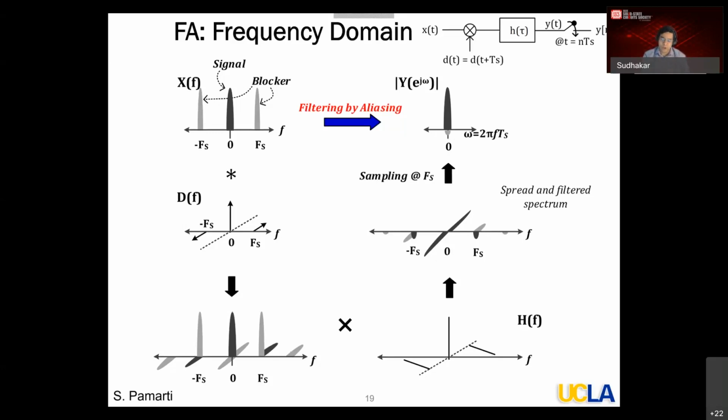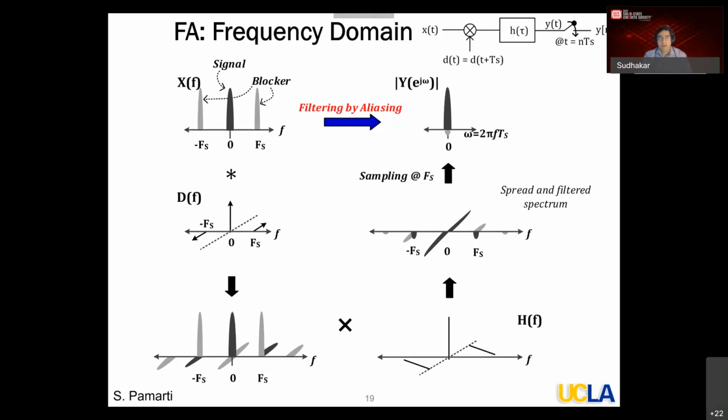In the time domain explanation also, I said the same thing. I can choose my d of t to make my effective filter very sharp. So this is the frequency domain point of view. As you can see, it is really aliases of the blockers, the sampling aliases, that are interfering destructively to cancel out the blockers. That's why we call it filtering by aliasing. Rather than suppress the aliases, I'm going to exploit their presence in a clever way and cancel them out.